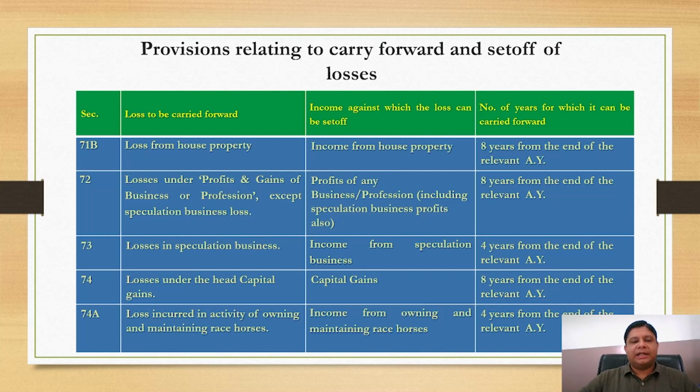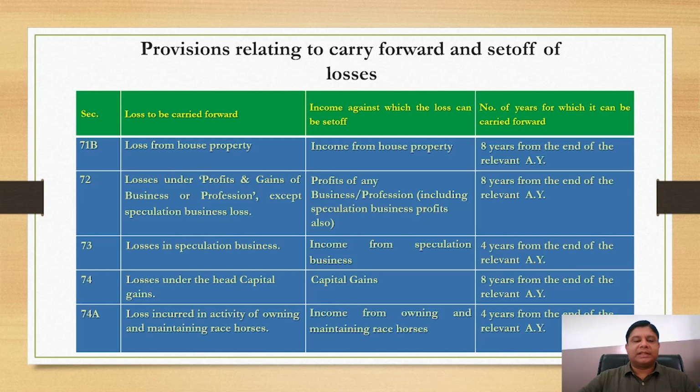Second, losses under the head profits and gains of business or profession, except speculation business loss, can be set off against profits of any business or profession, including speculation business profits also. The number of years for which it can be carried forward is 8 years. Next, losses in speculation business. These losses can be set off only against income from speculation business. 4 years from the end of the relevant assessment year is the time frame to carry forward. Losses under the head capital gains can be set off under the head capital gains, for 8 years from the end of the relevant assessment year.